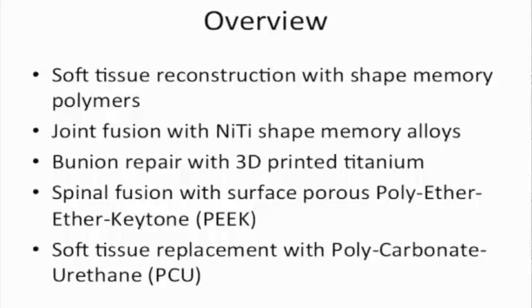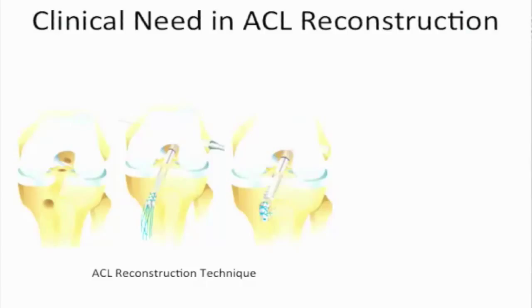Here's the 6 stories. I'll pass stuff around as I go through them. First one is shape memory polymers, next one's alloys, next one's 3D printed materials. Then we'll talk about spinal fusion, and the fourth one, and then last is soft tissue repair. So let's start with the first one.